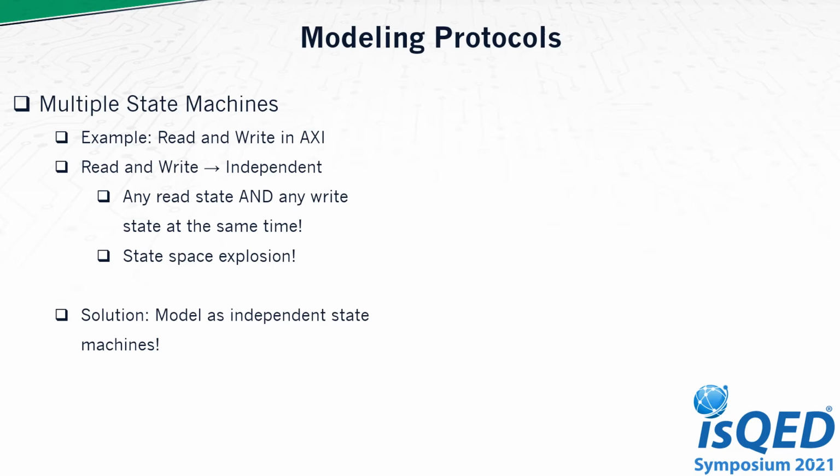However, more complex protocols used today have different interfaces that operate independent of one another. An example of this is the read and write interfaces in AXI. These interfaces are completely independent of each other. This means that we can be in any read state or any write state at the same exact time.